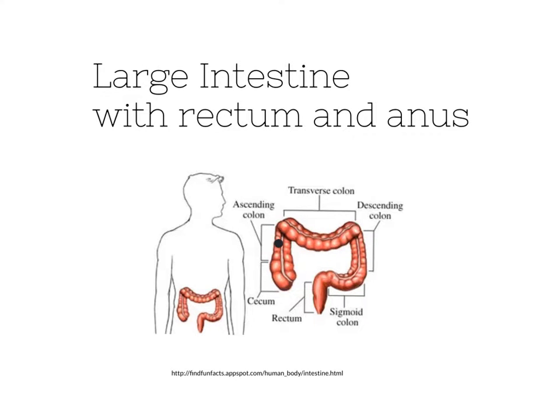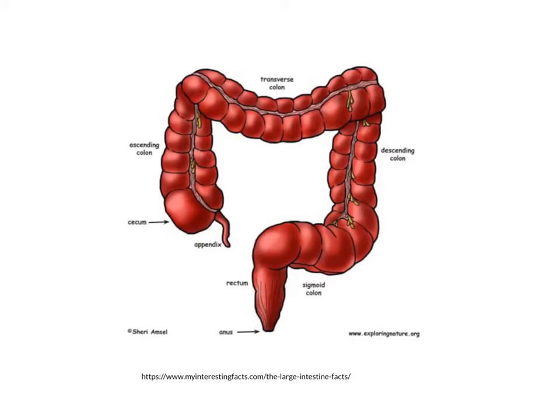So today we're going to be talking about the large intestine with rectum and anus, which is part of the GI tract. So for the anatomy, it's made up of the large intestine, rectum, and anal canal. And the large intestine is made up of the cecum, the appendix, which we'll talk about later, and the colon, which is made of the ascending colon, transverse colon, and descending colon, as well as the sigmoid colon, which is where cancer is usually detected.